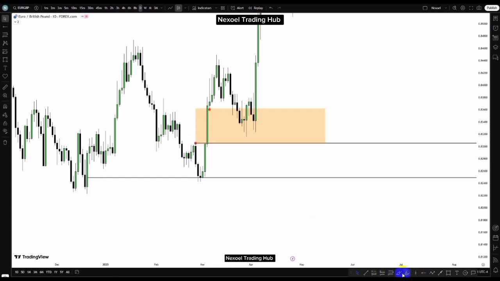And when we make use of the fib tool, let's make use of the fib tool to look at where the bullish fair value gap lies. And you can see the bullish fair value gap is within the discount level. So you can see price traded to the downside.